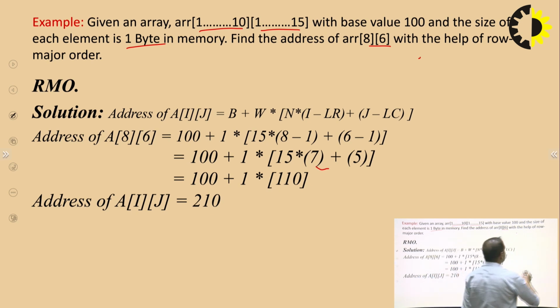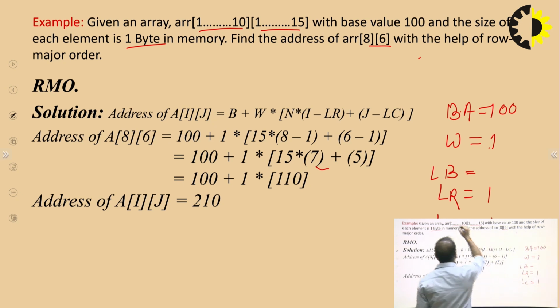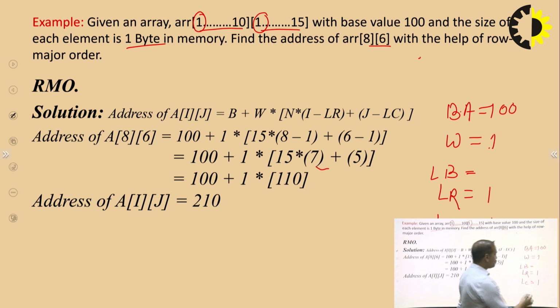The given values are: base address is 100, W is 1, the lower bound of row, that is called LR, is 1, and the lower bound of column is 1. This is the lower bound of row and this is the lower bound of column. The lower bound of row is 1 and the lower bound of column is also 1. Here we are calculating by using the row major order formula.